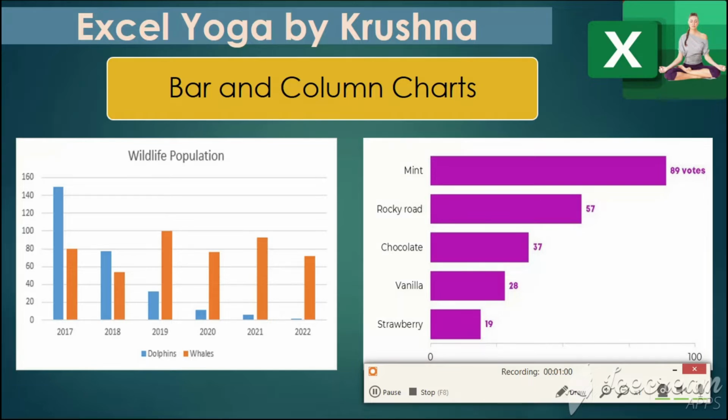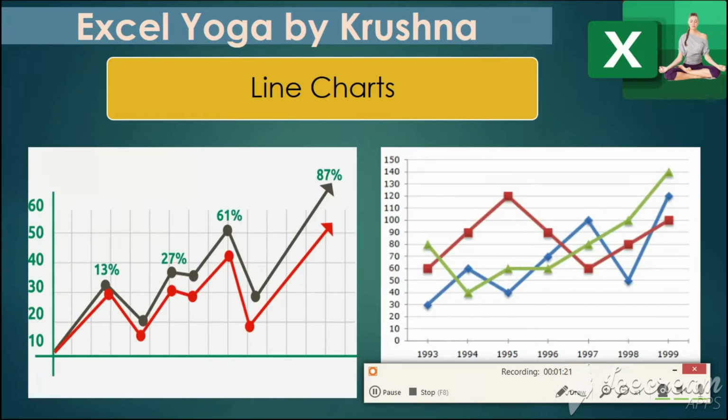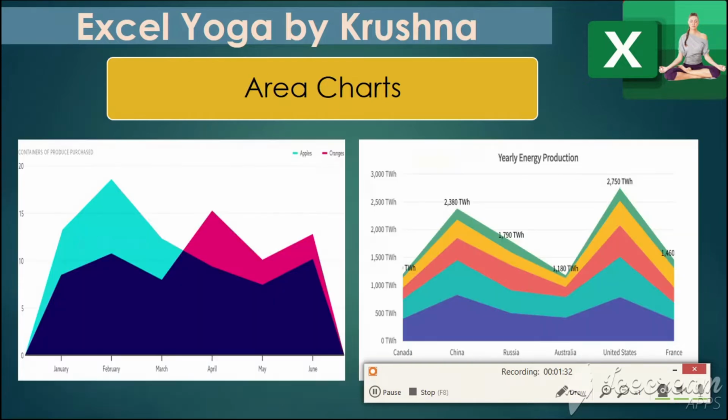Then we'll move to the next. This is histogram and Pareto charts. It sounds super fancy, but believe me, it's very easy. This graph is mainly used for showing distribution of a continuous data set. You can see over here the frequency of something. So we'll move to the next, line charts. In line charts, I hope all of you are familiar with this line chart. It helps visualizing trends over time.